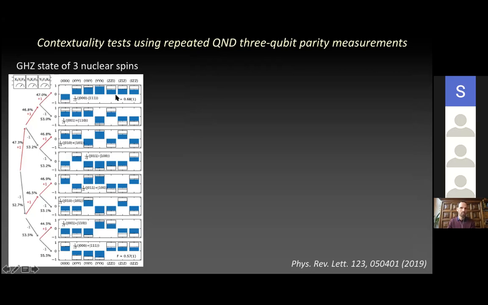So these are GHZ states, and they differ by, for example, these two, they differ by the phase, and you can see the differences between these states. So actually, by taking a random state, a fully mixed state, and just applying 3 of these 3-qubit parity measurements, you end up in a fully entangled state of 3 nuclear spins.